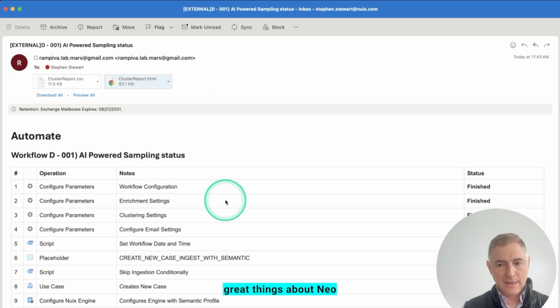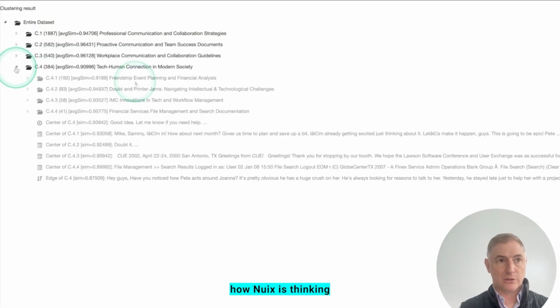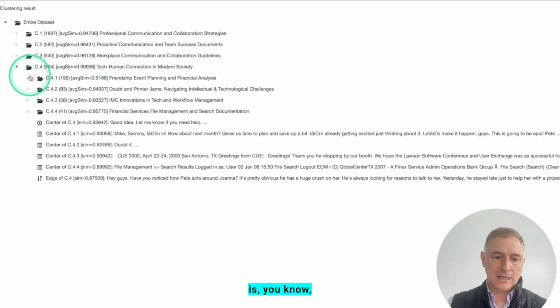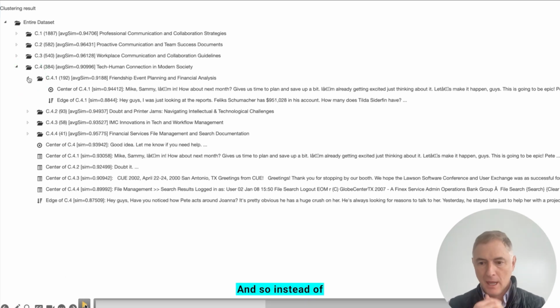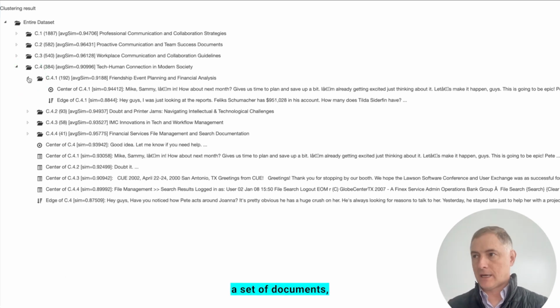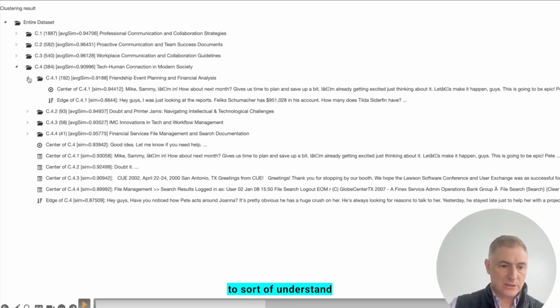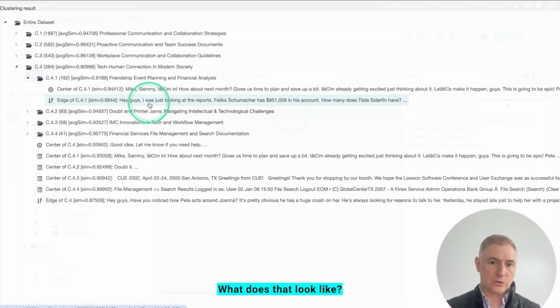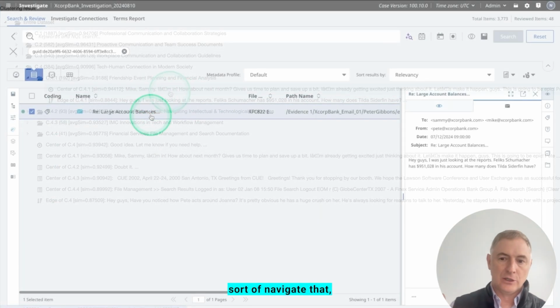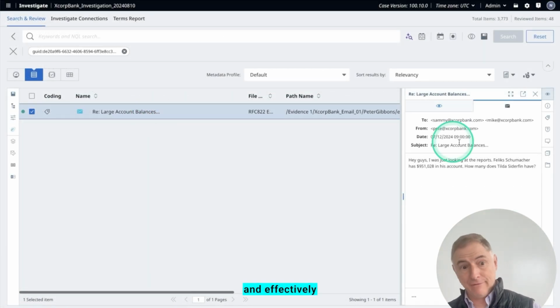And one of the great things about Neo and how Nuix is thinking is, what does it mean to effectively deliver that outcome? Instead of just having a set of documents and starting to look at them, similar to what we've done with data privacy, where you have a magnitude report, we now have a cluster report. That cluster report allows you to understand and define what the central nodes of those individual clusters are. What does that look like? How can I then navigate that and effectively jump into it?